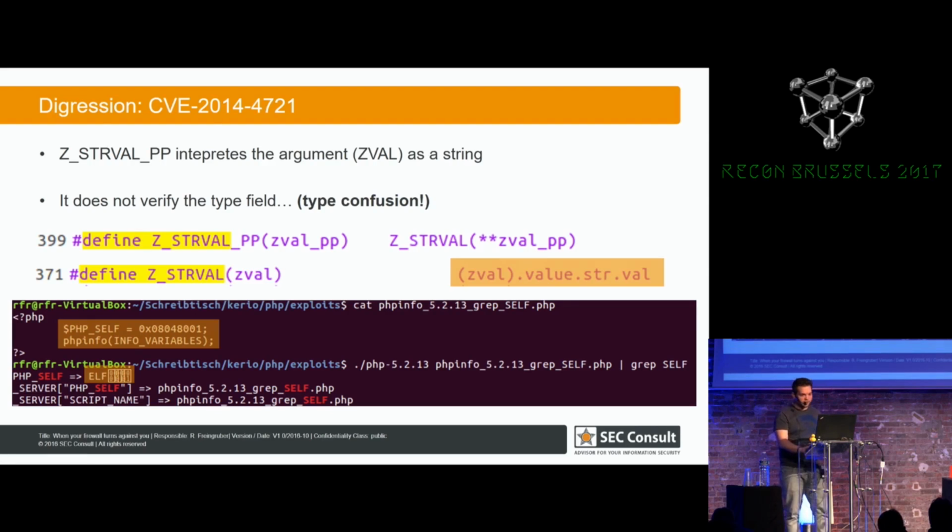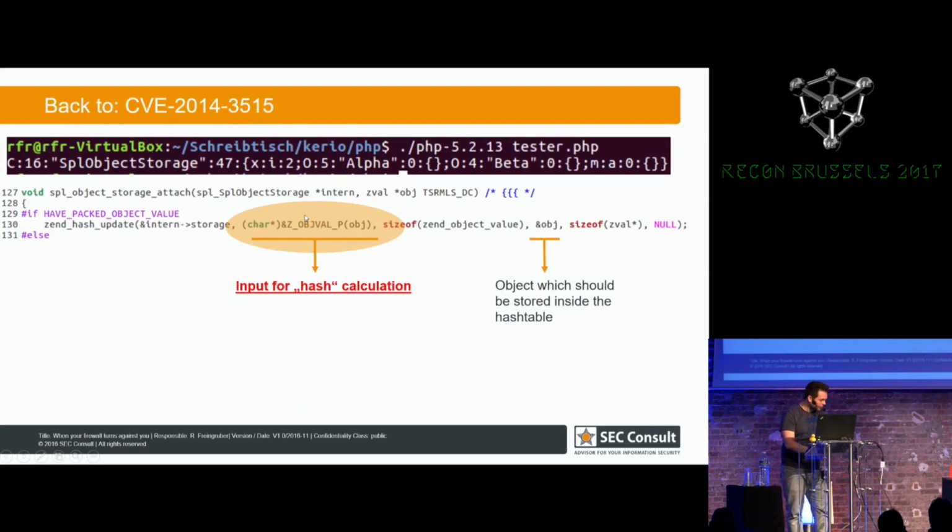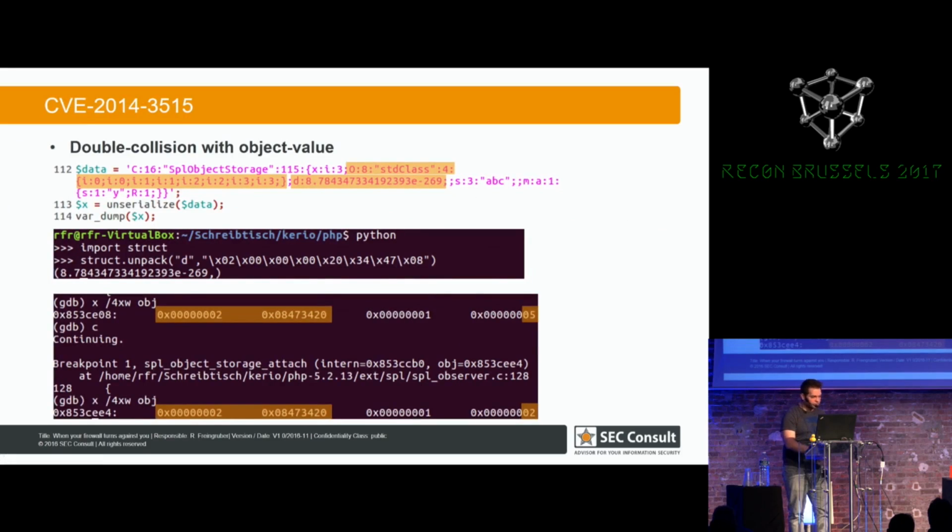But we can use the same idea for our exploit, because the input for this hash calculation is using this macro here. It just says take the object, because we should just store objects in this object storage and interpret it always as an object. But it does not verify if this object here is really an object. So what I can do is, I can just store inside this object storage a double value or an integer or a string, and just set this double value in a kind that it results in the same input for the hash calculation.